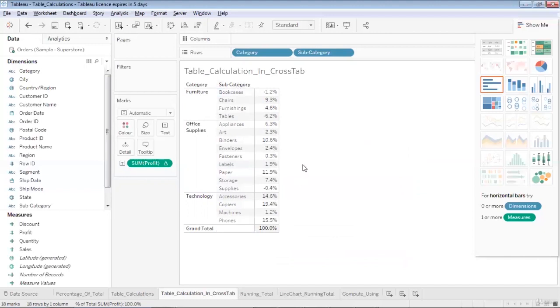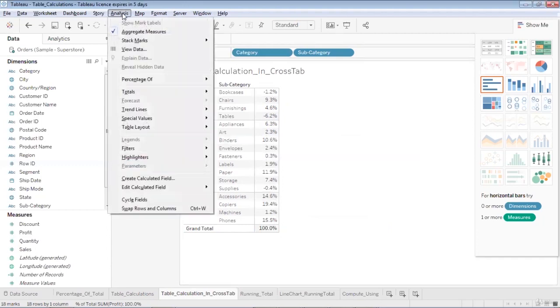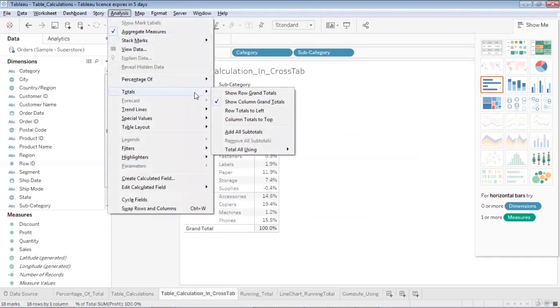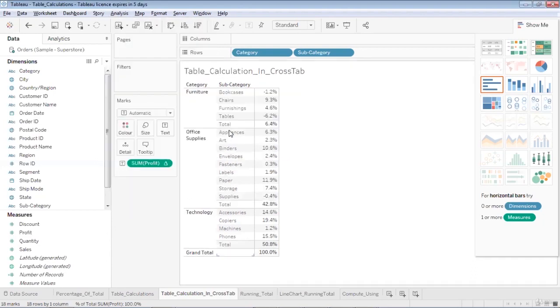Now if I would like to see the subtotal, or the profit generated by each category, because right now I'm seeing the profit generated by each subcategory, what I'll do is go into analysis, go to the totals, and say please show me all the subtotals. So when I do this, I'll get the subtotal for each of the categories. The maximum contributor in profit has been technology, and the least contributor has been furniture.